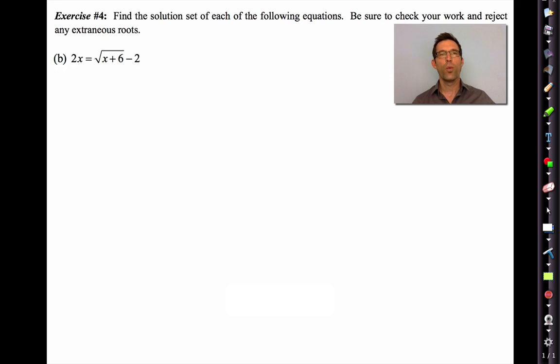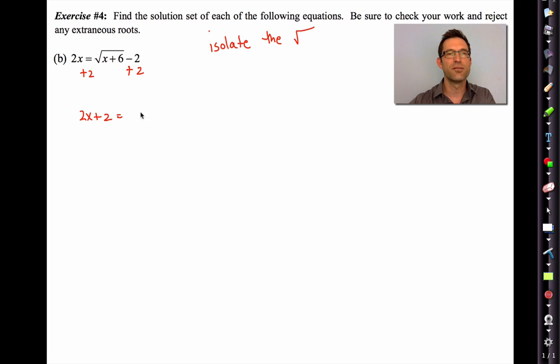All right, well, for me, the first step I always want to do is isolate the square root. Get it by itself. Now, over here, this 2, I can't really have it because it means that that square root isn't isolated. But once I've isolated the square root, well, then the next step will be to square.